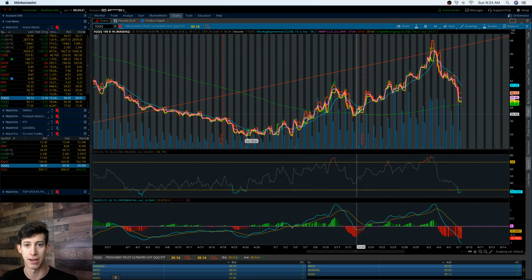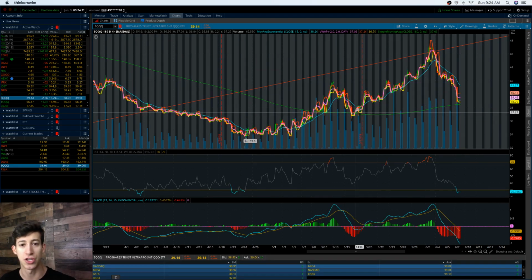And this is the second step, right? So we talked about the rejection. Now it's the consolidation, meaning that it literally doesn't make higher highs, it doesn't make lower lows.